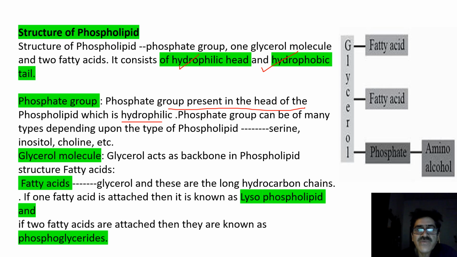Now the head group attached to the phosphate can be of many types depending upon the type of phospholipid. It can be serine, it can be inositol, it can be choline. Now glycerol acts as a backbone in phospholipids. Now in case of fatty acids, there are long hydrocarbon chains. If one fatty acid is attached, then it is known as lysophospholipids, and if two fatty acids are attached, it is known as phosphoglycerides. Again you can see the structure so that you can understand things carefully.